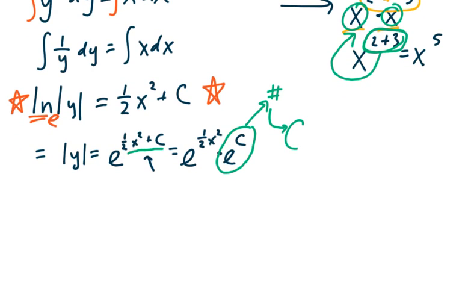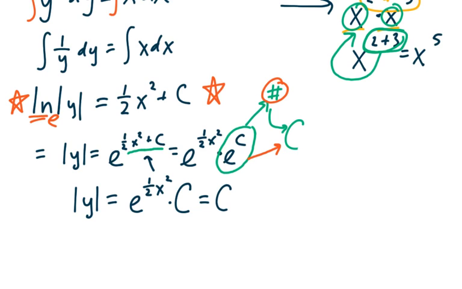So because e to the c is just a number, I'm just going to rename this whole thing as just one big number c. So really, the absolute value of y is e to the 1/2 x squared times, well, e to the c is just a big constant c. And generally when we're playing with e or trig or other things like that, the constant can go in the front.